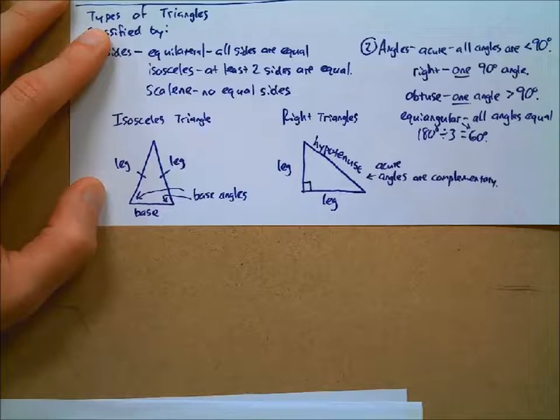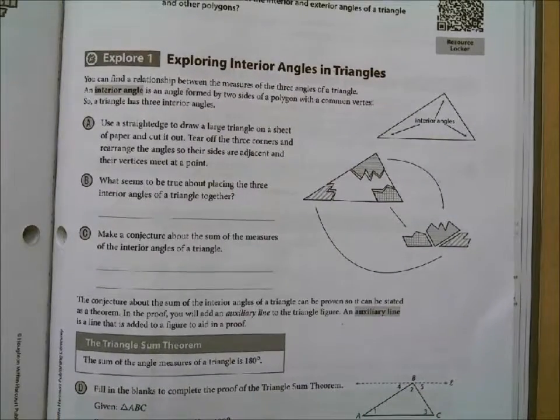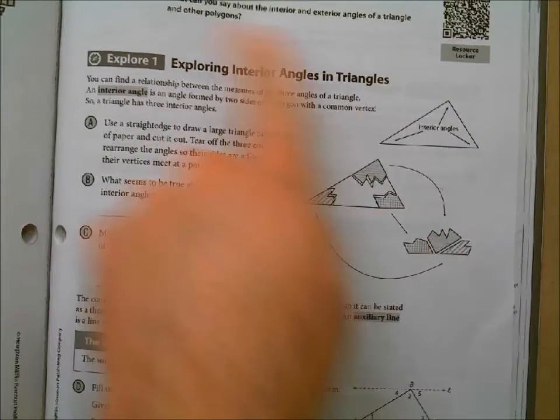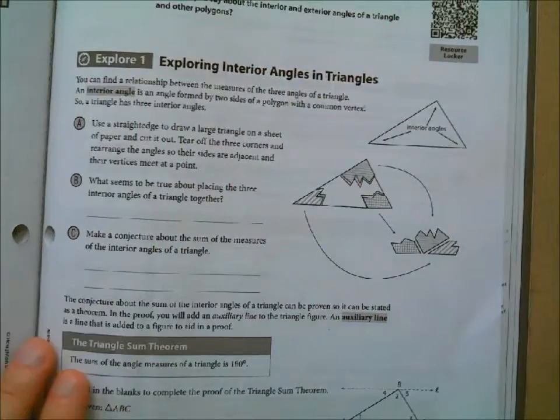Then what I would like to do now is to go into the book and just talk about a few things, and then we'll get you started on your assignment. We won't go too far here, but if you would turn to page 313. We'll also talk about interior angles and exterior angles. We already did that little explore right there, so we'll jump right down here.